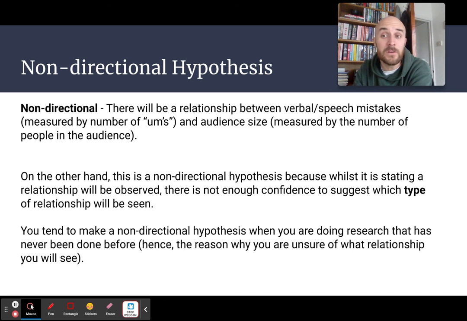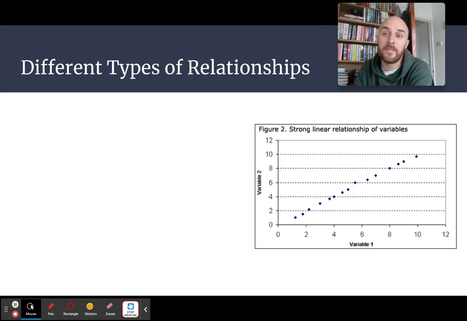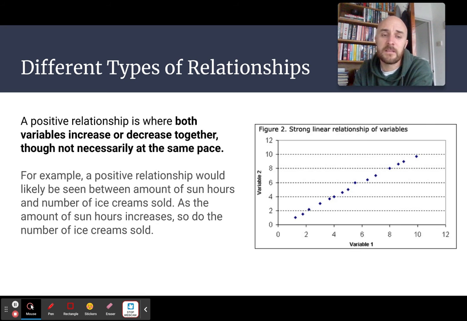By the way, if you still do not get directional or non-directional hypotheses, you may just want to go back 20 seconds, pause the video and have a read, because this is going through why they are directional or non-directional. But I do want to go into a bit more detail about the different types of relationships, right? Mainly positive, negative, and so on and so forth.